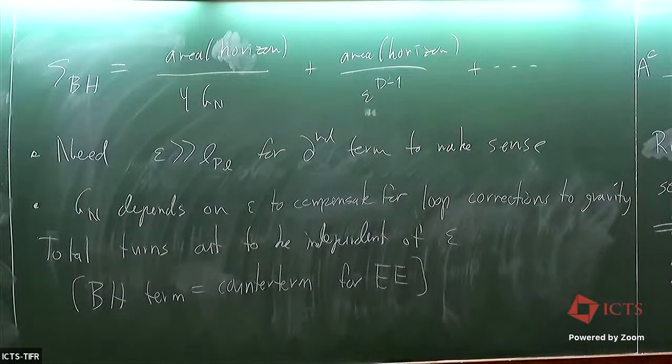There are some theories like N equal to 8 supergravity which are suspected to be finite, or at least finite at one loop. Right? So for those, I presume G Newton will not have a cutoff dependence, at least at one loop, right?